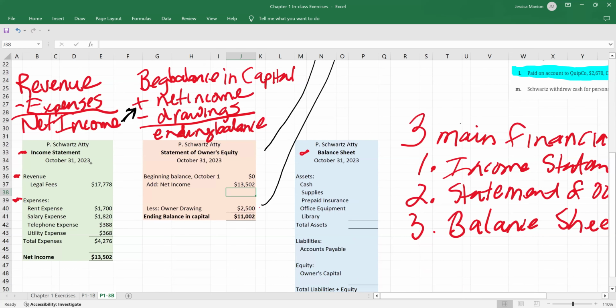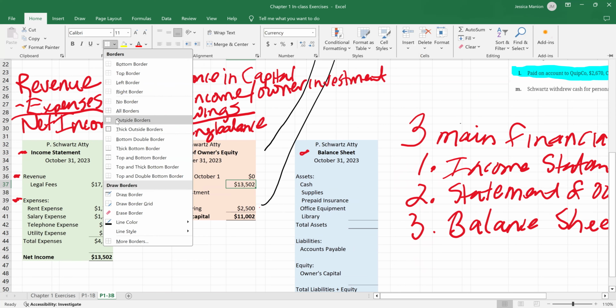So add net income. Let me revise this a little bit. So add net income, or owner investment would be another part of that as well, right? So add net income. And then underneath of this next line, we're going to add owner investment. I don't know why I've got that. Wasn't thinking.